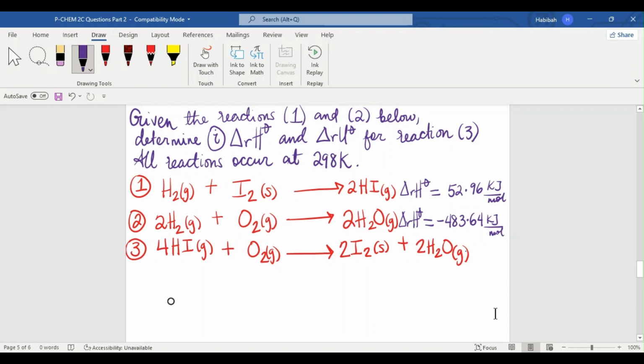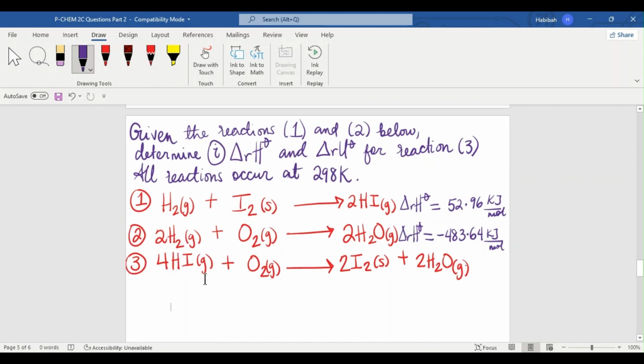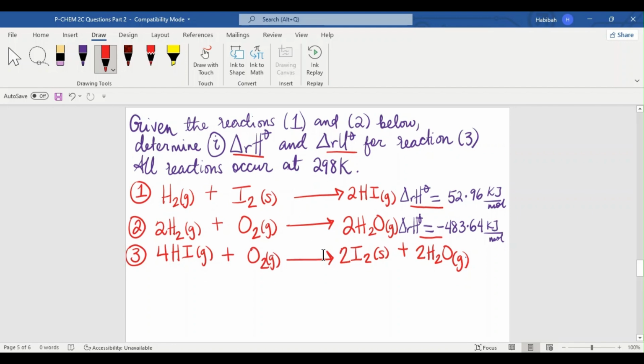So the first thing you have to note is this. Equation 1 is given to us, equation 2 is given to us, and equation 3 is given to us. So the reaction equations for 1, 2, and 3 are given to us. But we are asked to only determine the change in enthalpy for reaction 3. This is because we already have the change in enthalpy of reaction for equation 1 to be 52.96 kilojoule per mole, as well as the change in enthalpy of reaction for equation 2, which is negative 483.64 kilojoule per mole.